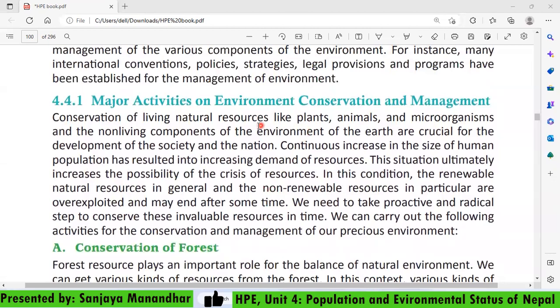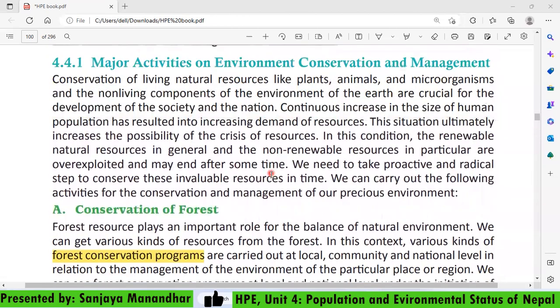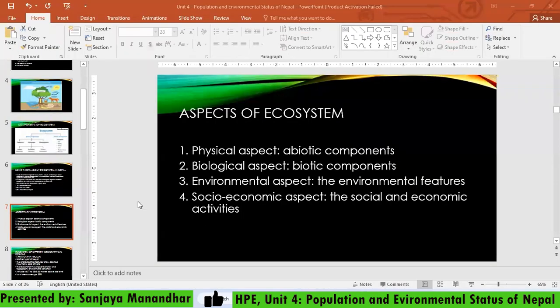Look here, first thing, for the environmental conservation and management, we can conserve the forest. We already saw that there are the problems of deforestation in Himalayan, Hilly and Tarai, in all the regions. So conservation of forests can be done. So for that, forest conservation programs are carried out in different local, community and national level. Similarly, community forest management programs are conducted. The Ministry of Forest and Soil Conservation has conducted many forest conservation programs. These have been done. Except that, we can also do many other things for forest conservation. Tree plantation can be done, barren lands can be planted, awareness programs can be launched. Okay, these many points you can give.